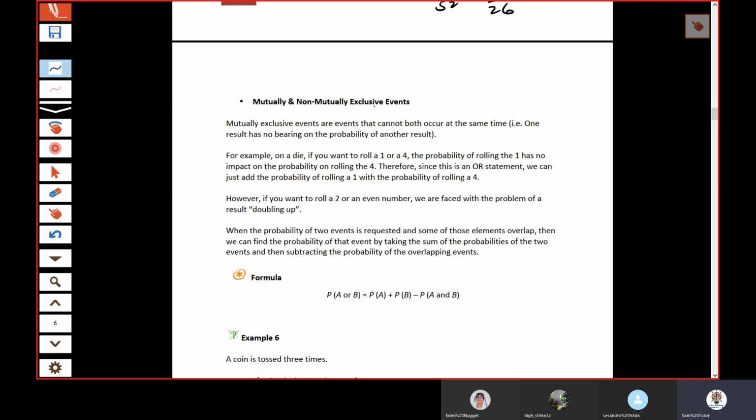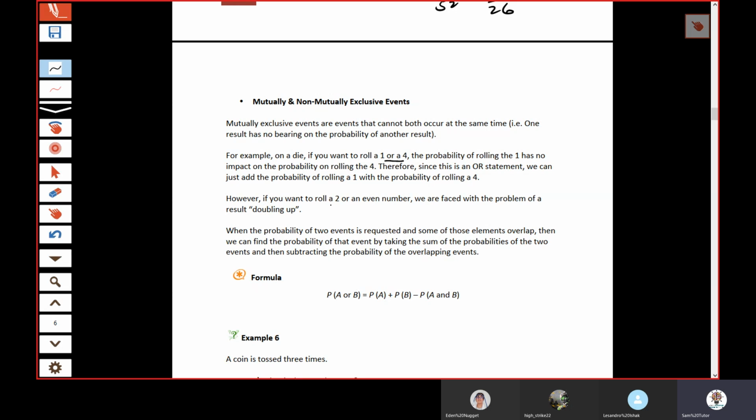Mutually and non-mutually exclusive events. Mutually exclusive events are events that cannot both occur at the same time. One result has no bearing on the probability of another result. For example, on a die, if you want to roll a 1 or a 4, the probability of rolling the 1 has no impact on the probability of rolling the 4. Therefore, since this is an or statement, we can just add the probability of rolling a 1 with the probability of rolling a 4.